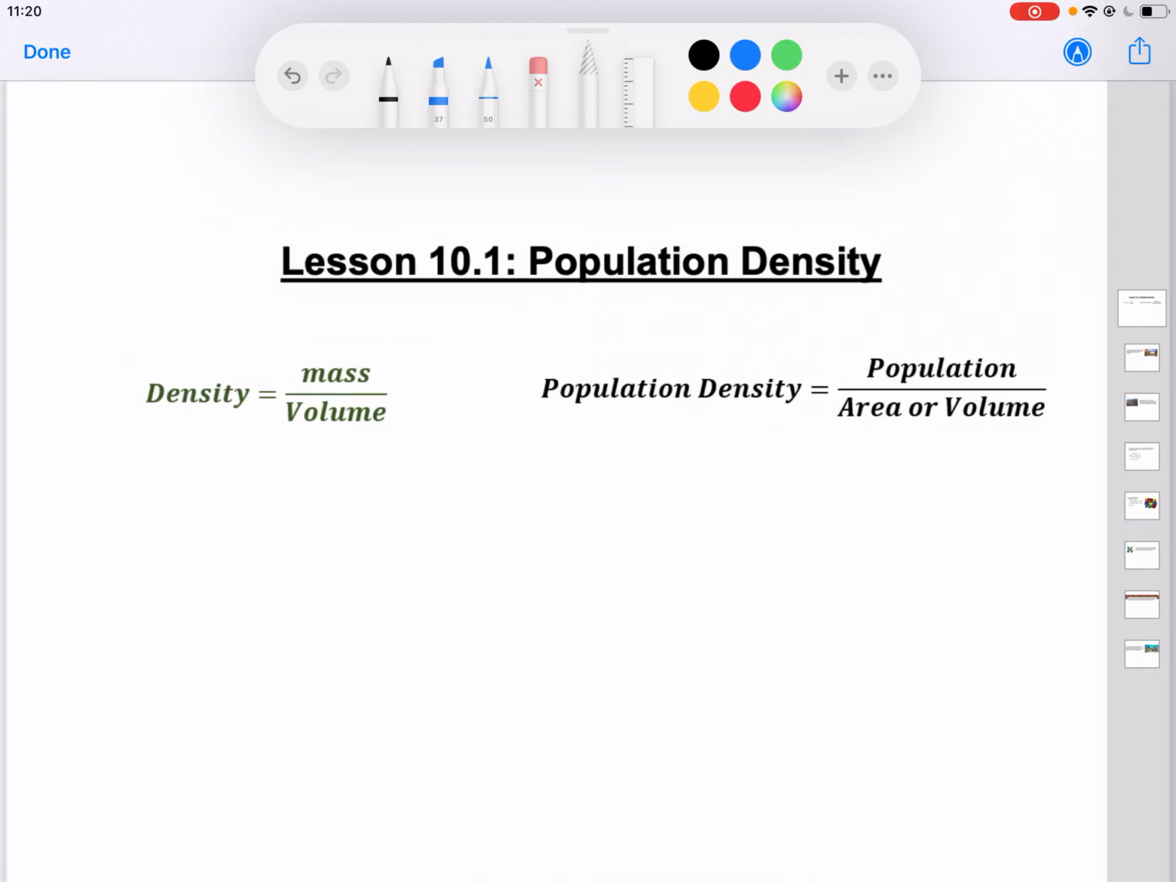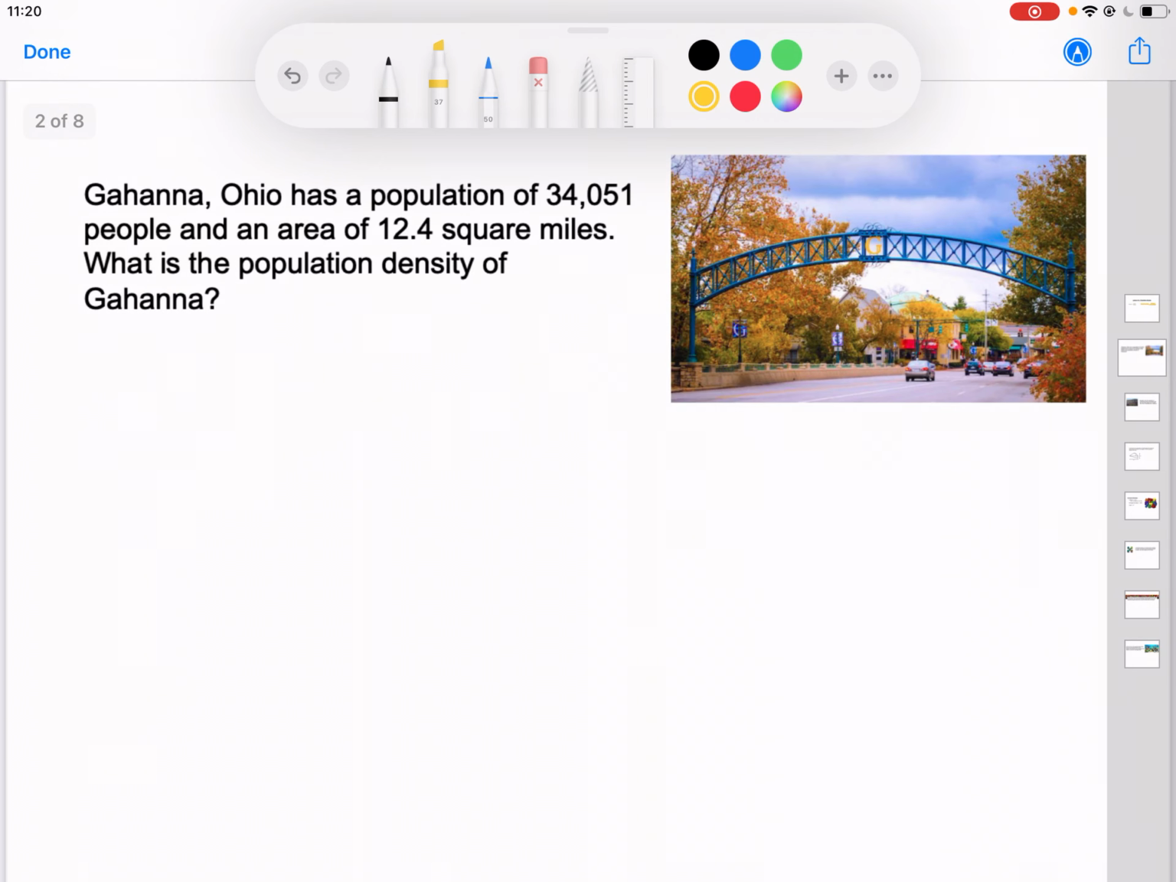All right, today we're going to talk about population density. In order to talk about that, I'm first going to remind you that density, if you remember back in science class, is your mass divided by your volume. So when we talk about population density, we take the population and divide it by either the area or volume, depending on the scenario. So let's just jump right to it.